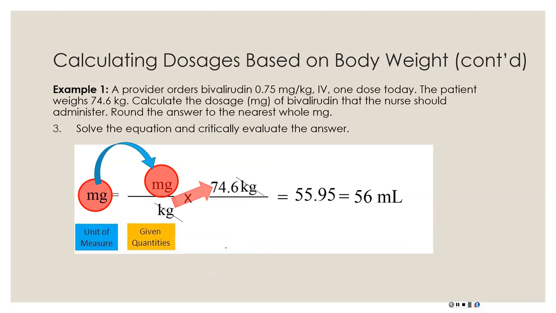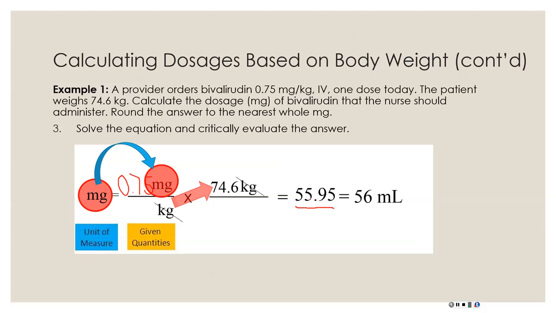let me get to my pen. So right here I missed copying this over when I created this slide. This should say 0.75. So you would take 0.75 times 74.6 and you would get 55.95.